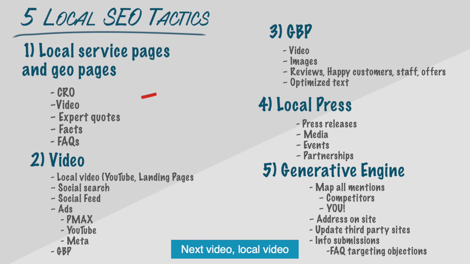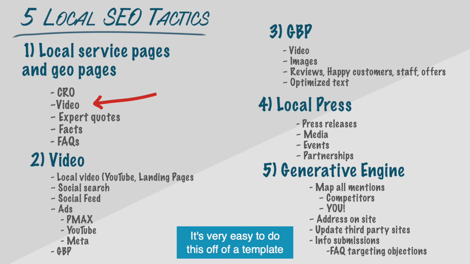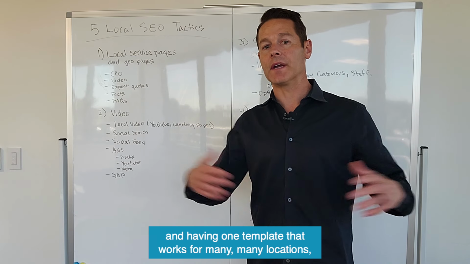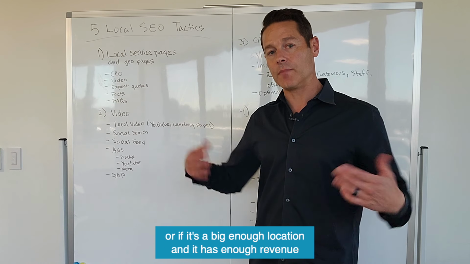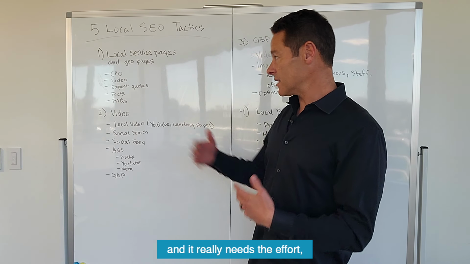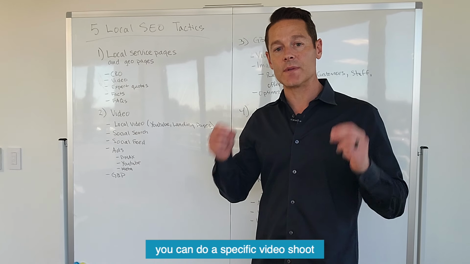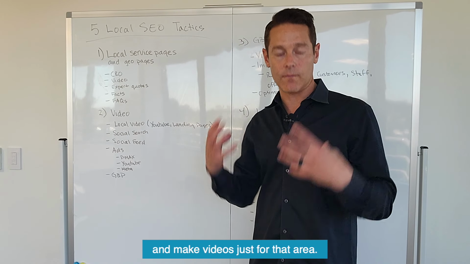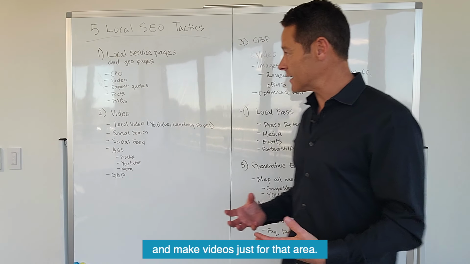Next, video. Local video that's specific to the area. It's very easy to do this off of a template and having one template that works for many, many locations. Or if it's a big enough location and it has enough revenue and it really needs the effort, you can do a specific video shoot and make videos just for that area.